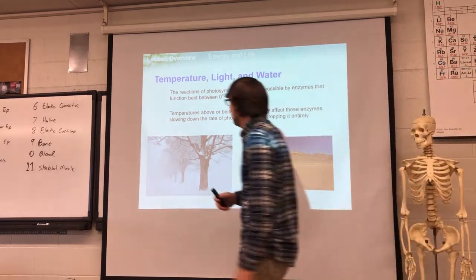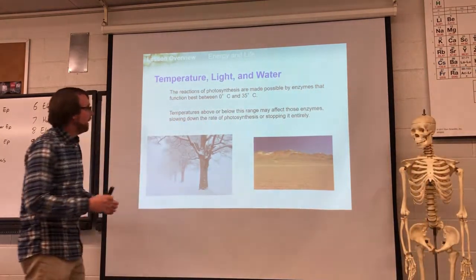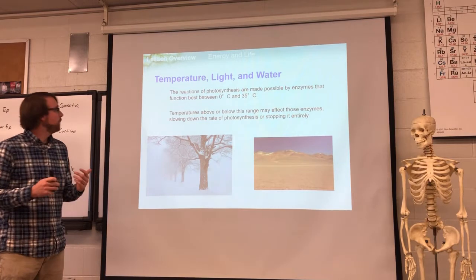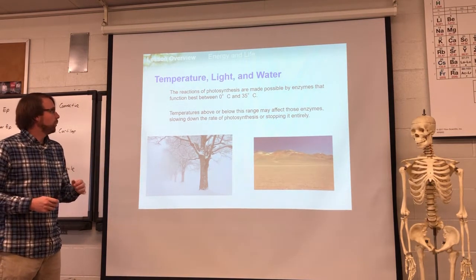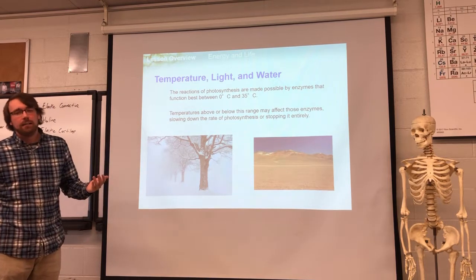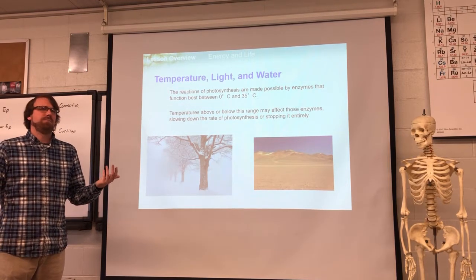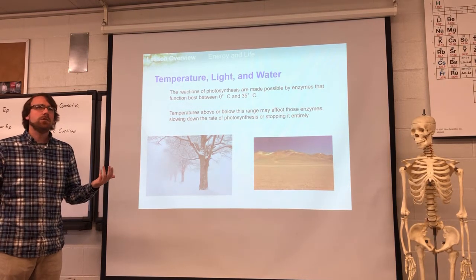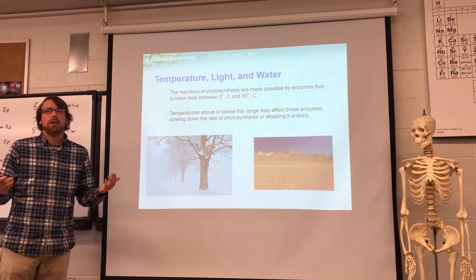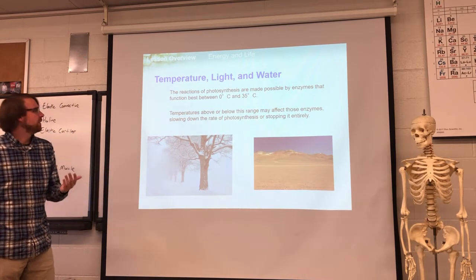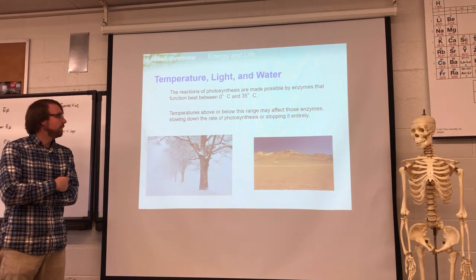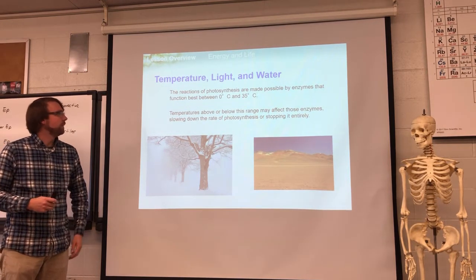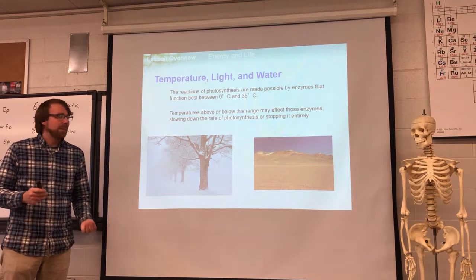The reactions of photosynthesis are made possible by enzymes that function best between 0 Celsius and 35 Celsius. That's between the freezing point and about 90 degrees Fahrenheit, not quite 90 degrees, probably like 85, 90 degrees. Temperatures above or below this range may affect those enzymes, slowing down the rate of photosynthesis or stopping it entirely.